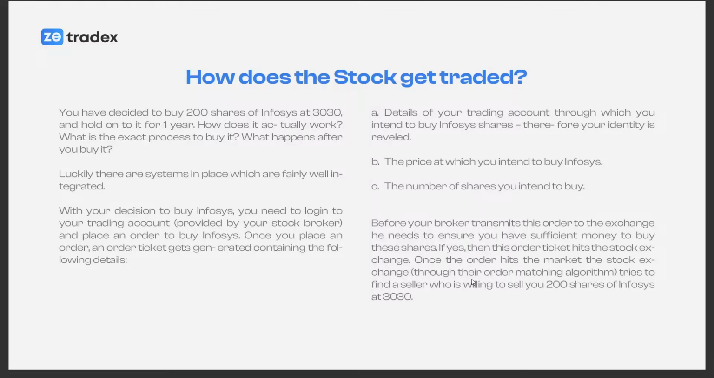Now, the price at which you intend to buy InfoSystems, and the number of shares you intend to buy. Before your broker transmits the order to the exchange, he needs, of course, to ensure you have sufficient money to buy these shares. And if yes, then this order ticket hits the stock exchange. Once the order hits the market, the stock exchange, through their order matching algorithm, tries to find a seller who is willing to sell your 200 shares of InfoSystems at 30.30.